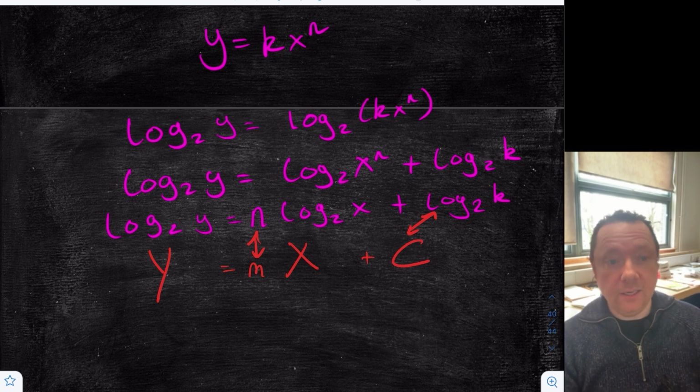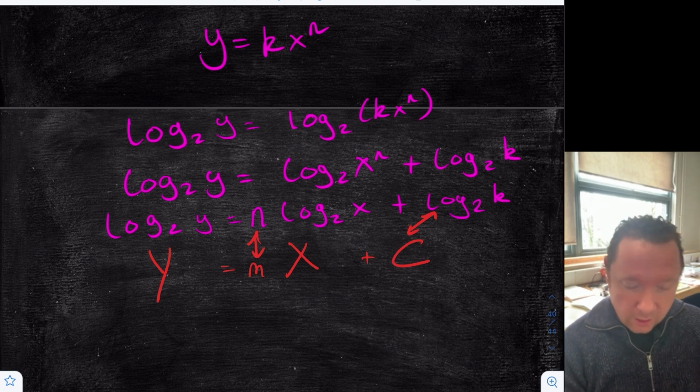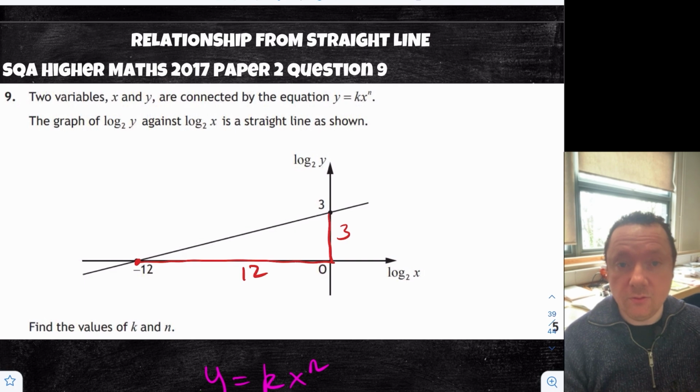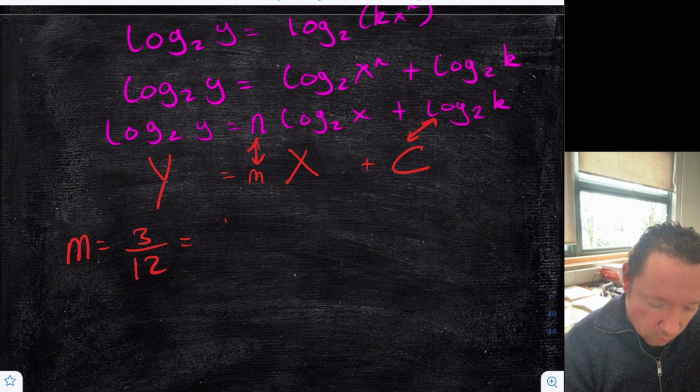So if we can find the gradient, we know our n, and we can find c with where it cuts the y-axis, we know log 2k. So let's look at our graph. For our gradient, we've got along 12 and up 3 over 12. So our gradient is 3/12. So our gradient is equal to 3 over 12, which simplifies to 1/4, and therefore n equals 1/4.